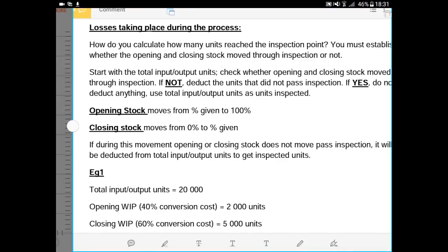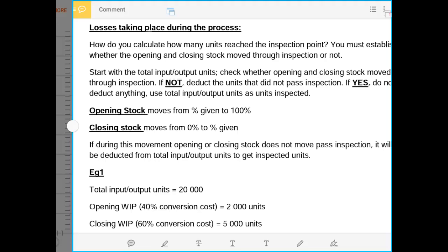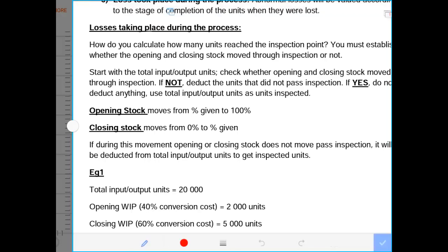Good day, students. I will be focusing on these examples where I will be looking at the losses that take place during the process, and I will do 3 examples, and I will also use the theory to explain these examples in terms of how you account for the loss that took place during the process of production. It first says, how do you calculate how many units reach the inspection point?